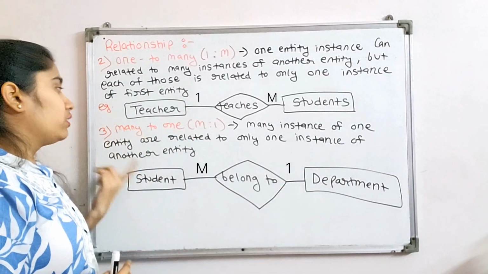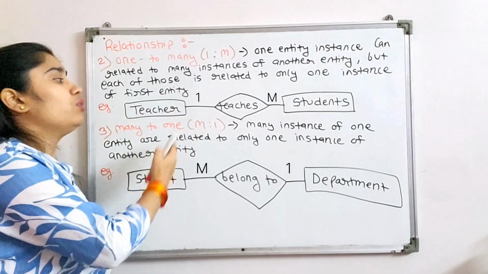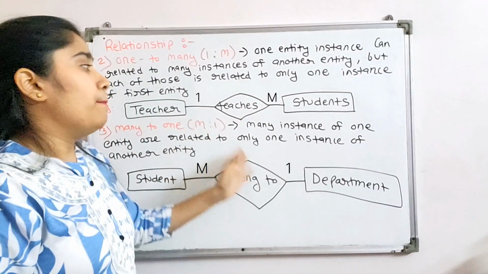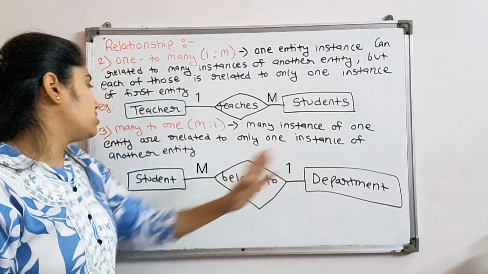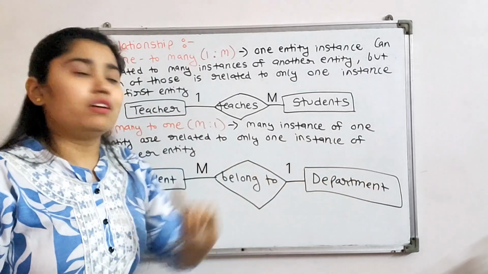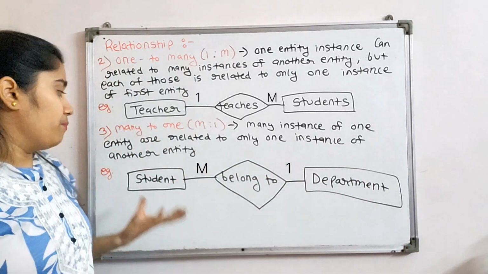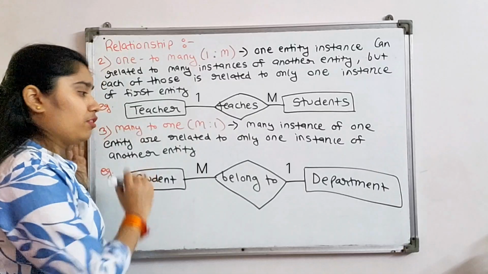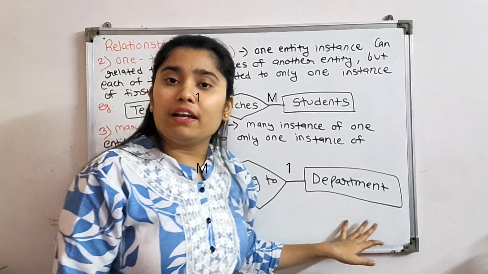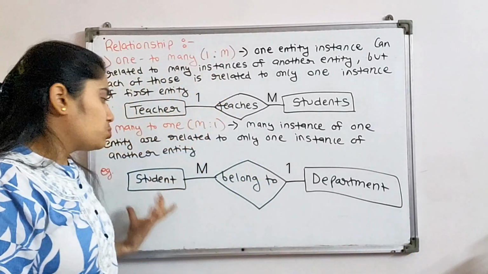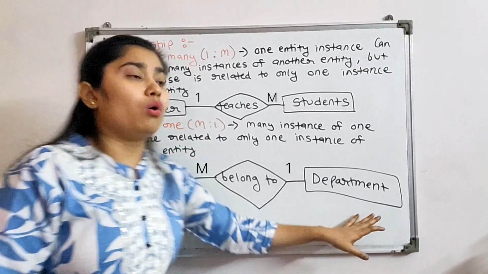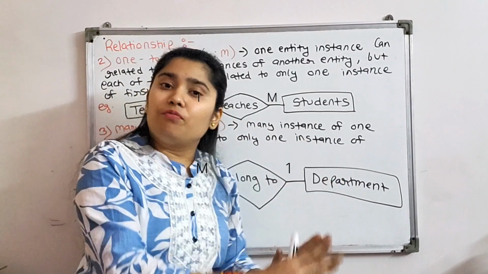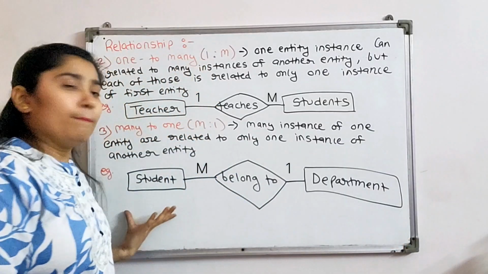Clear? Now, the third type of relationship is the many to one relationship. In this, many instances of the first entity are related to only one instance of another entity. For example, the first entity is a student and the second entity is the department. So, students belong to a department. Many students belong to only one department, and one department has many students.